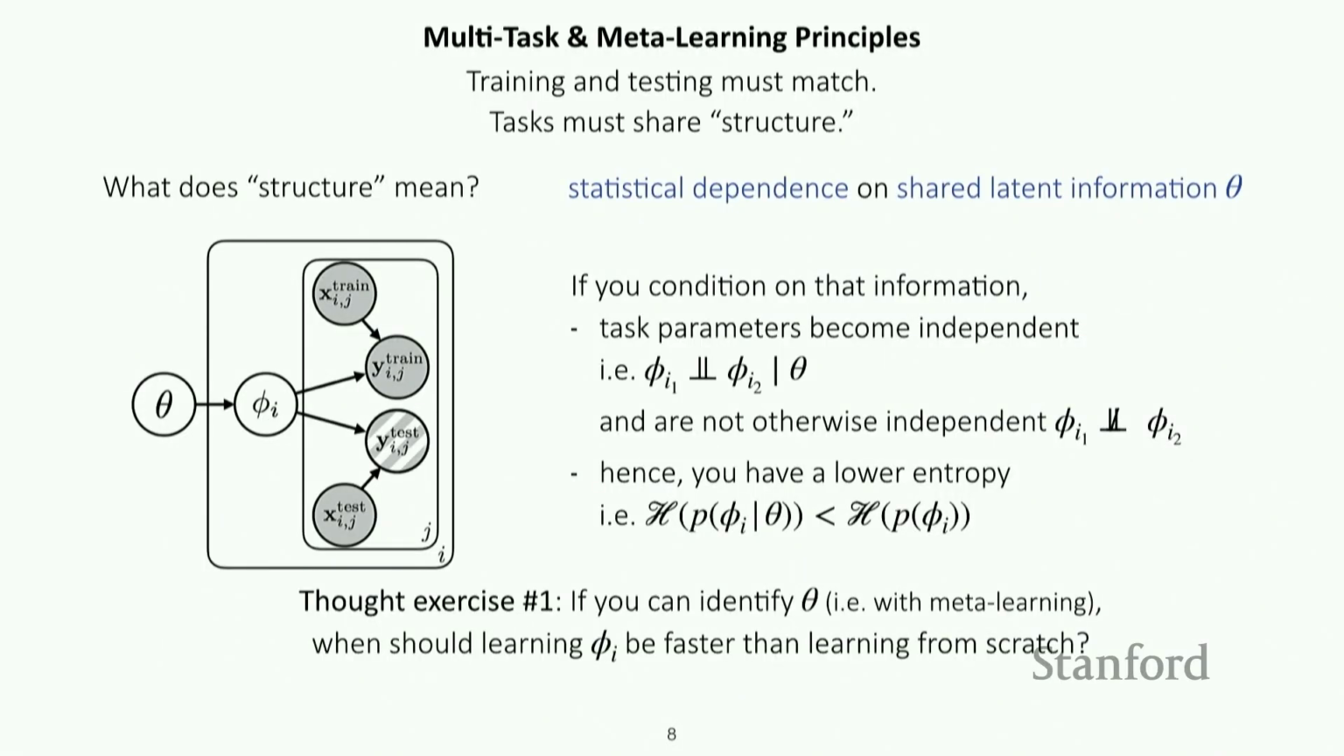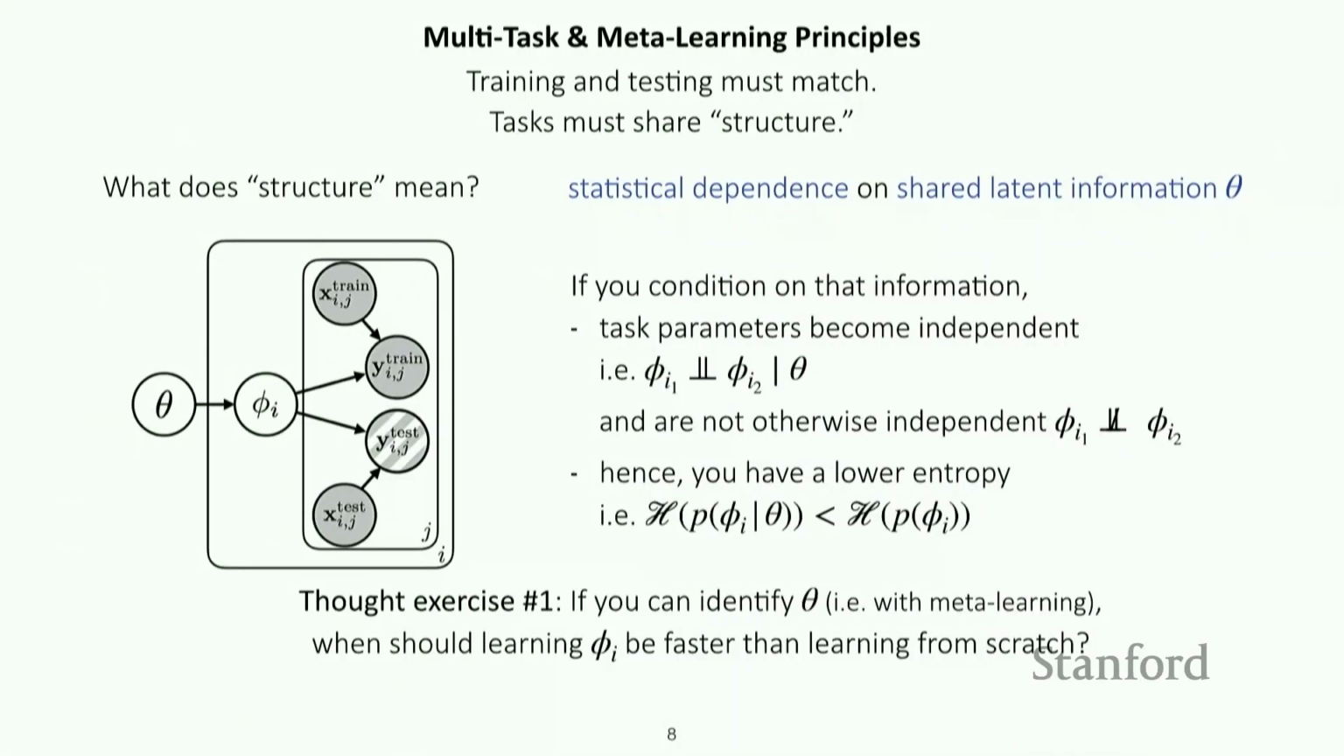Yeah? The first entropy is much less than the second one. Should it be faster? Yeah, that's a good point. So yeah, exactly. If the first entropy is much smaller, then theta basically tells you a lot about the task, and it should be much faster to learn than just learning from scratch, because learning from scratch will just be looking at phi. Was there another?